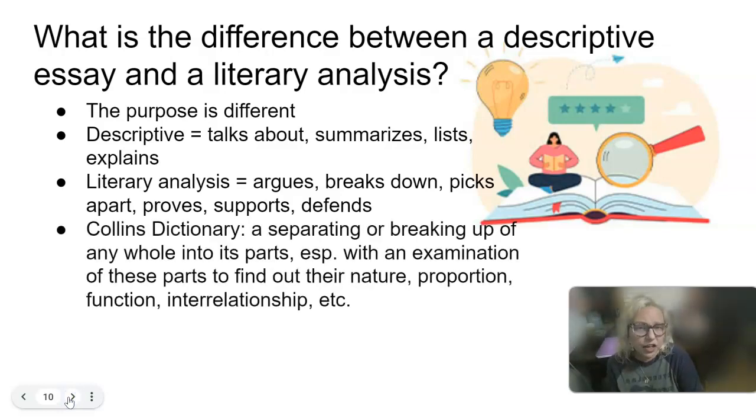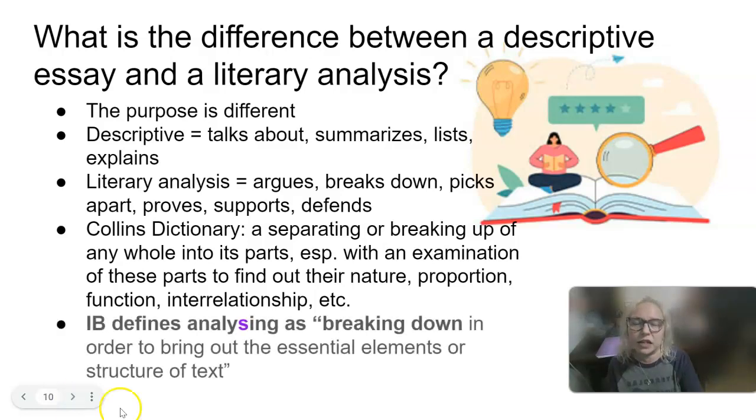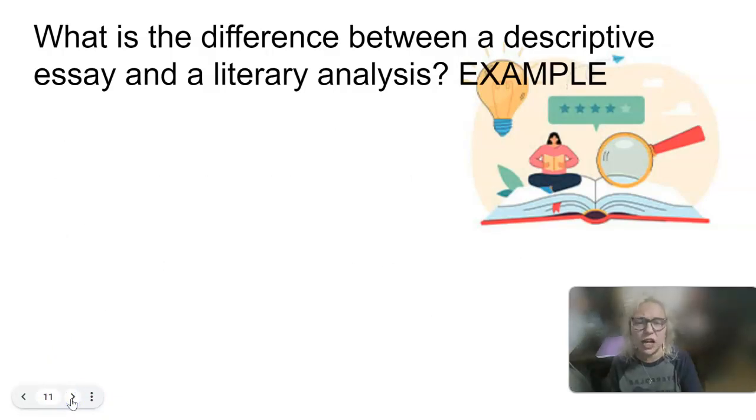The Collins Dictionary defines analysis as a separating or breaking up of any whole into its parts, especially with an examination of these parts, to find out their nature, proportion, function, interrelationship, etc. That's exactly what we're doing here. Here's how IB defines it: breaking down in order to bring out the essential elements or structure of text. So let's look at an example of this. This has to do with the weight things carried motif. And this student is writing an essay. Their first paragraph is about the listing of the physical items the GIs are carrying in the first chapter.